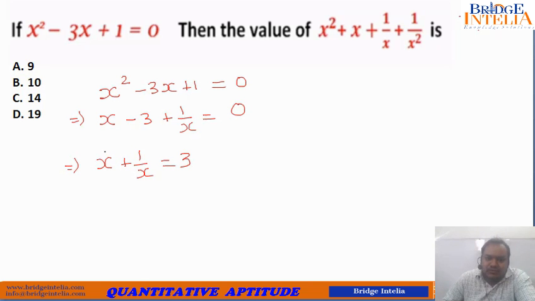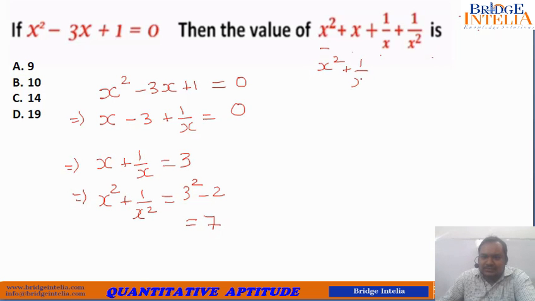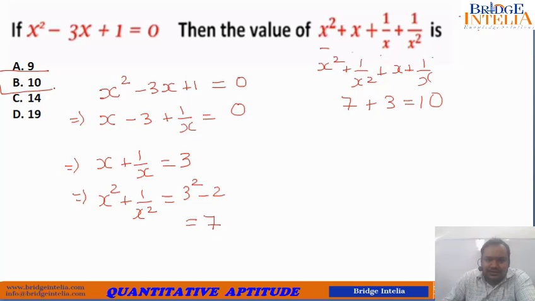So once you have found out x + 1/x, you can also find out x² + 1/x², that will be equal to 3² - 2, which is equal to 7. So once you have this value, you can easily say that this is x² + 1/x² + x + 1/x. So x² + 1/x² is equal to 7, x + 1/x is equal to 3. So the final answer is 10. So this is the final answer.